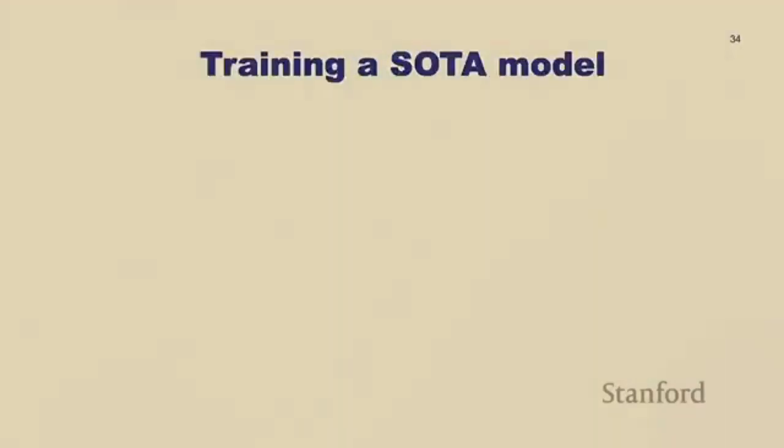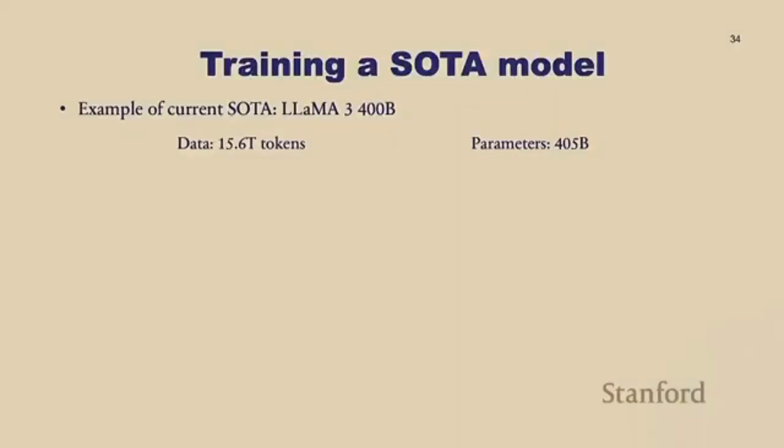Okay, I want to give you some back-of-the-envelope computation. I might be off by a few factors here, but I just want to give you a sense of how costly it is to train some of these models. I'll give as an example Llama 3 400B, which is currently the best open source model that you can get. It was trained on 15.6 trillion tokens. It has 405 billion parameters.